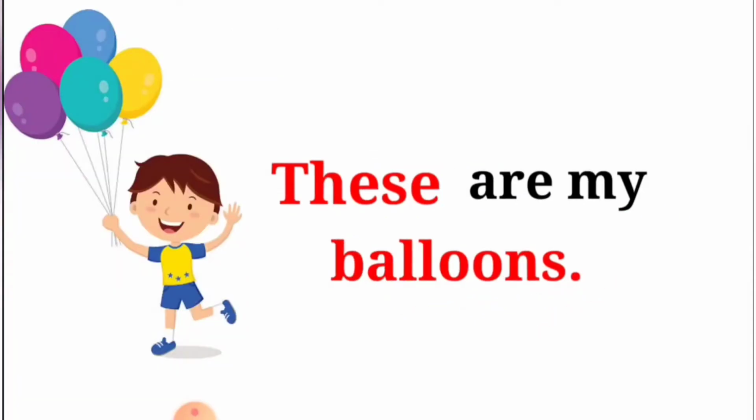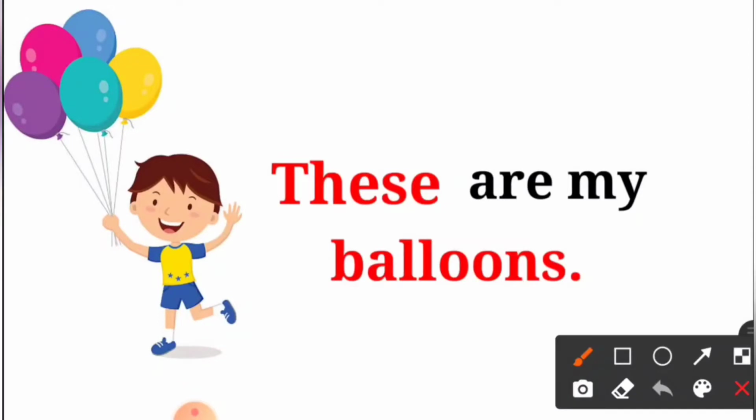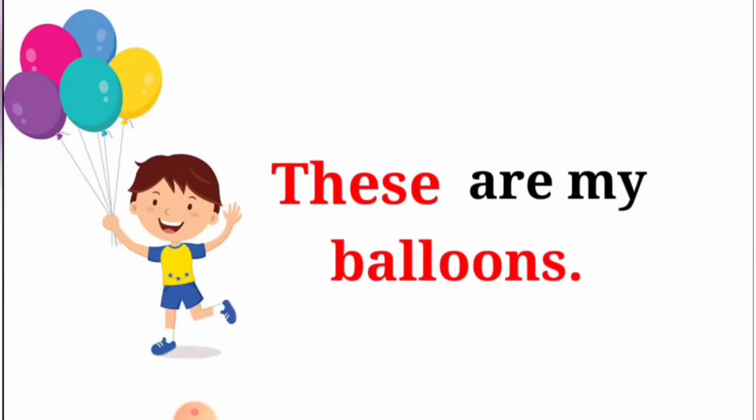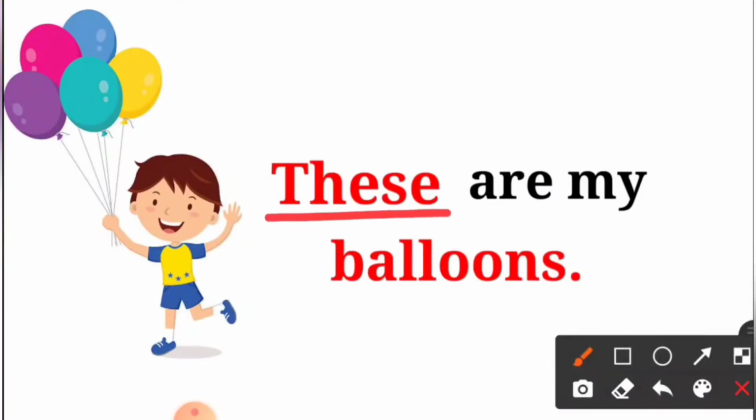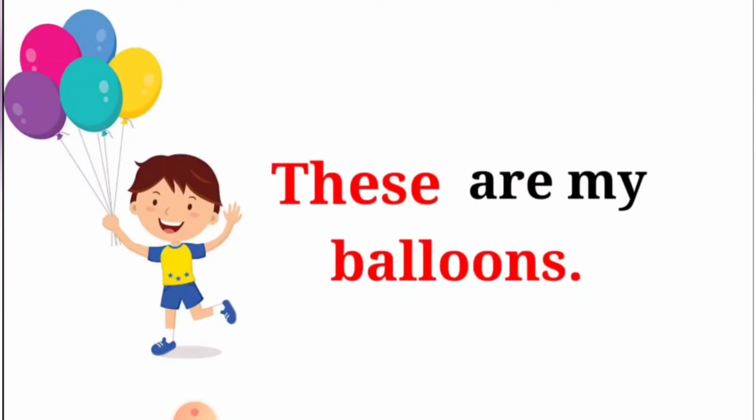Now let us look at the second example. Here we can see there is a little boy who is holding many balloons. We can see that this boy is holding many balloons in his hands. That is the reason the demonstrative determiner these is used here. These are my balloons.